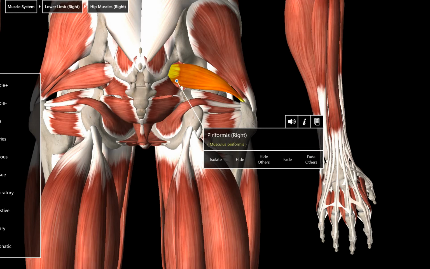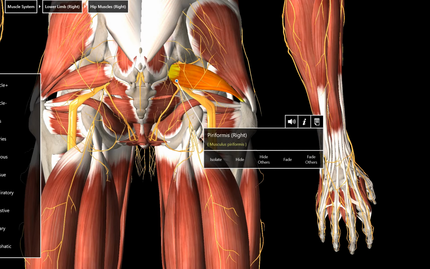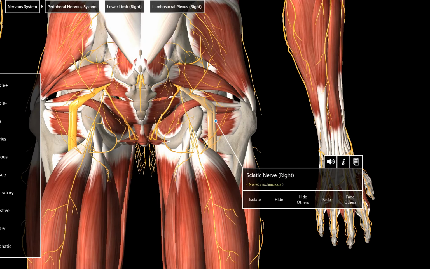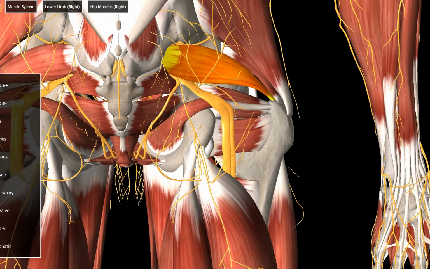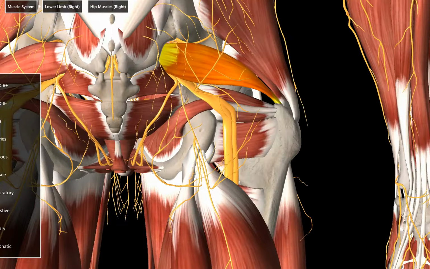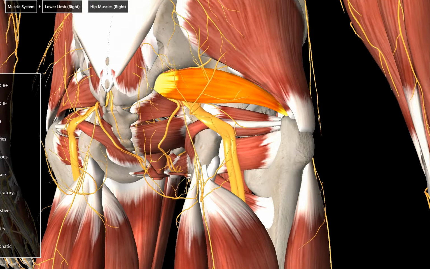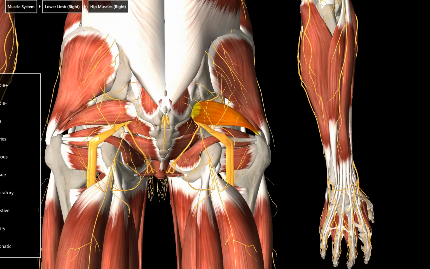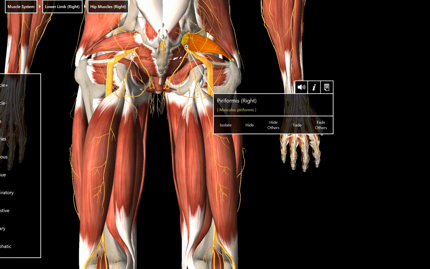So let's add the nerves here so you can see the sciatic nerve, and I want you to notice that the nerve runs underneath the piriformis muscle. Okay. What ends up happening in some people, this muscle, the piriformis muscle, will get really tight and it will shoot pain down the leg.